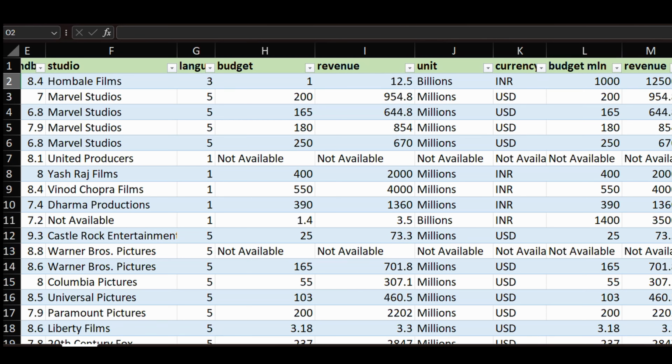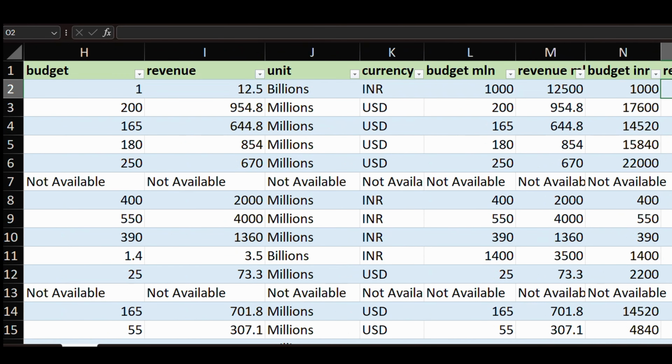Same here for revenue. If my currency equals USD, then multiply the revenue in million by 88.